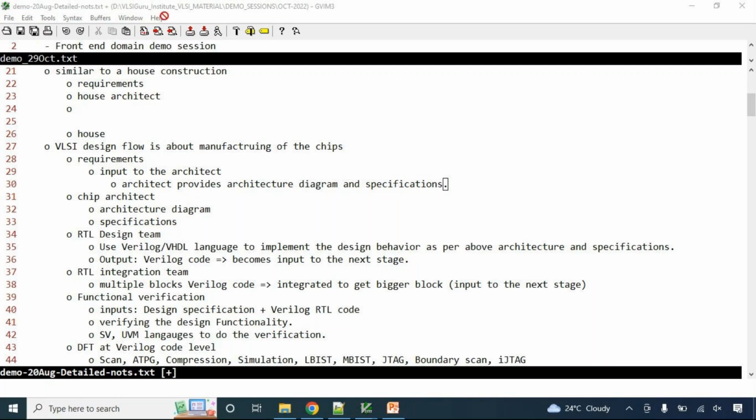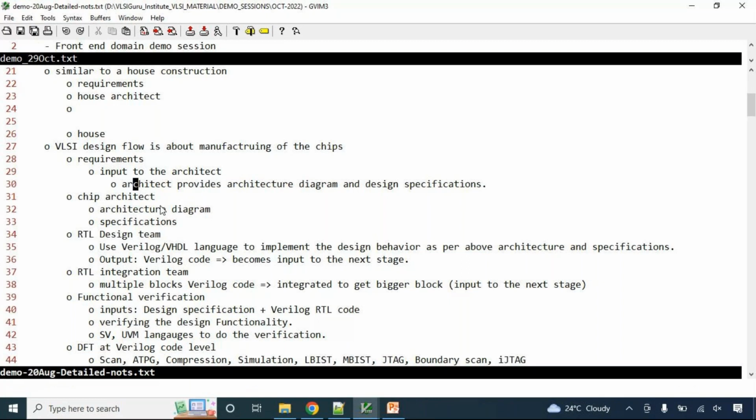So the architect provides an architecture diagram and design specification. We'll rather call it design specifications. What does a design specification tell? It is similar to, like I said, electrical wiring and plumbing. The design specification will talk about what all blocks are there, how they are connected, what clocks are there, how many voltages are there, everything they will give.